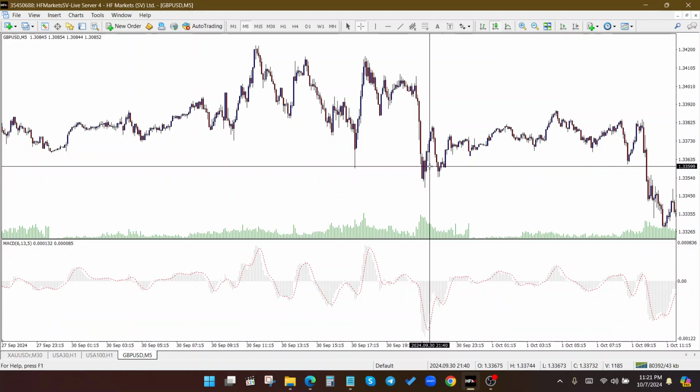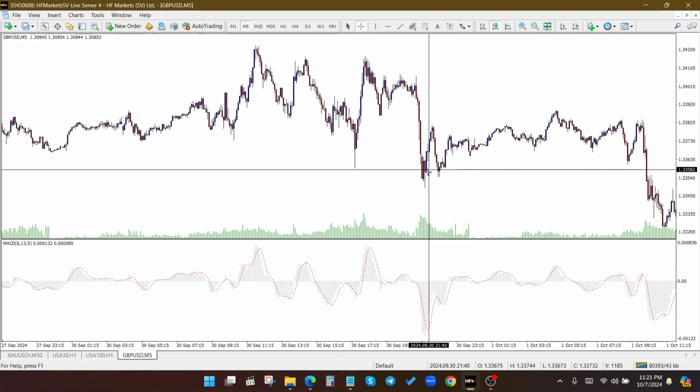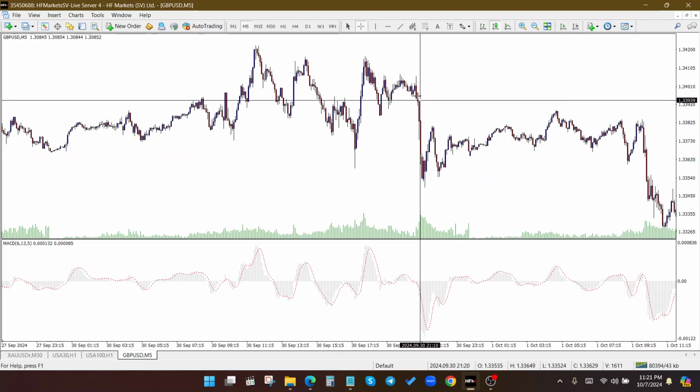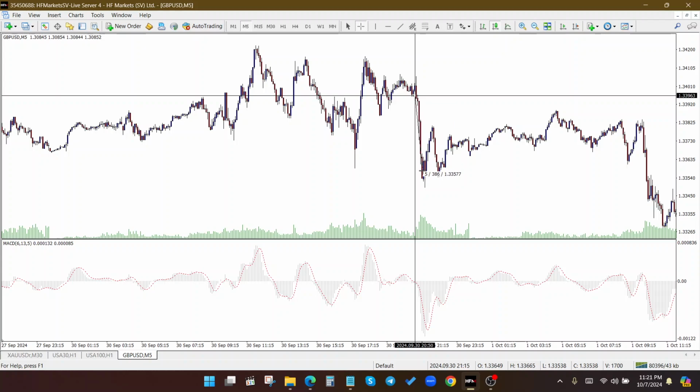That would have been an exit signal. So somewhere around here. If we had done that, we would have caught somewhere around 37 pips, right? Okay, so the MACD indicator is not hard to use. The signals are quite straightforward and quite easy to use.